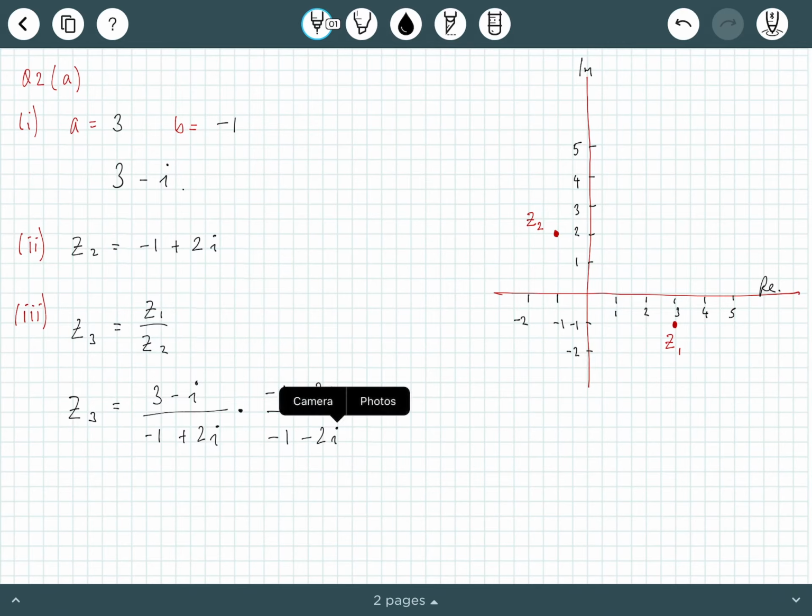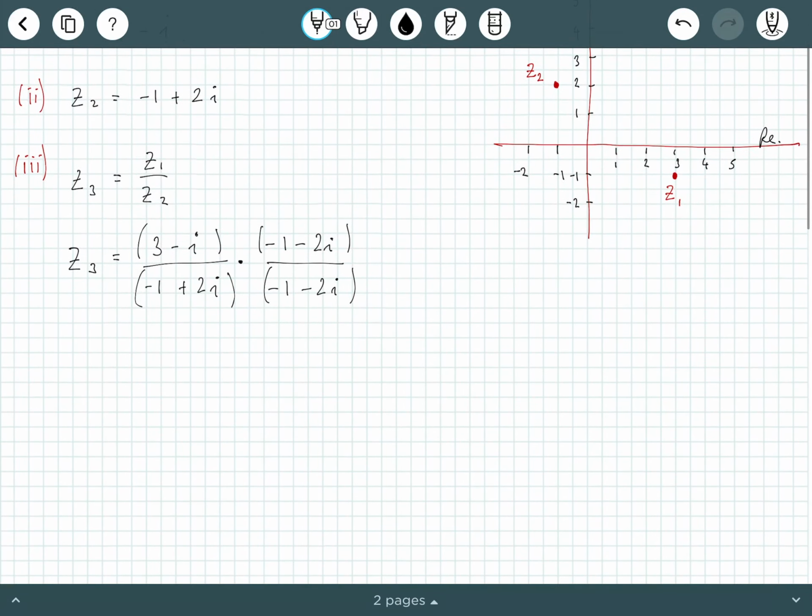So as you can see, lads, you're changing that sign. So this is the denominator. You want the conjugate of this number, so you change this sign to a minus. Alright, so now we can multiply this out and tidy it up.